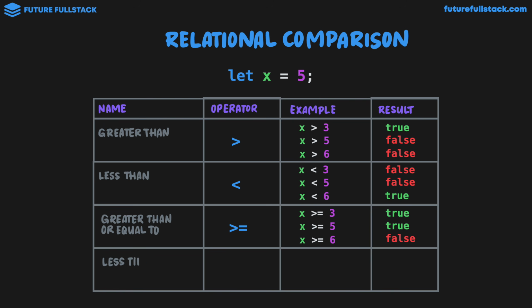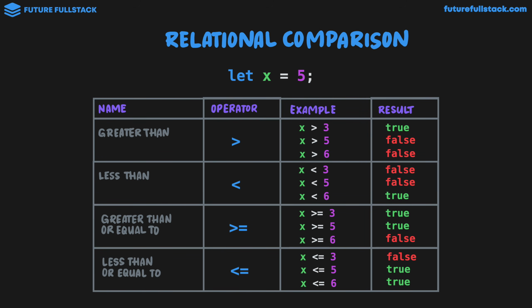The last one is less than or equal to. In JavaScript, it looks like this, a left angle bracket followed by an equal sign. Looking at some examples, we have is x less than or equal to 3? This is false. 5 is greater than 3. We have x less than or equal to 5. This is true, because 5 is equal to 5. And then we have is x less than or equal to 6. This is true, because 5 is less than 6.